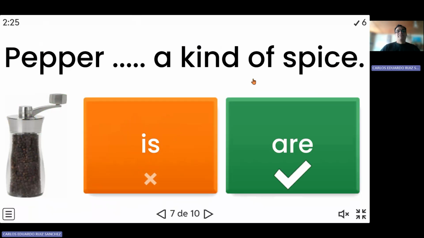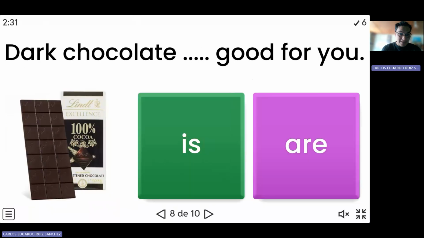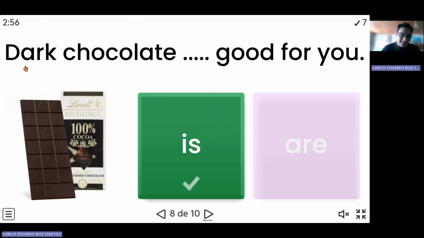Is. What happened here? Pepper are a kind of spice. Yes, my bad. That was my mistake. I am going to research what happened with that because pepper, we can count pepper. We can count the glass of pepper. Dark chocolate, good for you. Dark chocolate, are or is? Yes, I hesitate. Yes, is in this case.